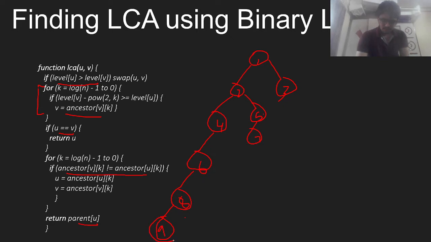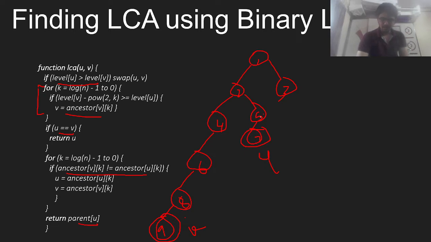Okay, so let's assume that we need to find the LCA of the 9th node and the 7th node. Let's do it step by step. We know that the level of u is less than the level of v, so we'll swap u and v. So now this would be u and this would be v, and u is always at the lower level compared to v.